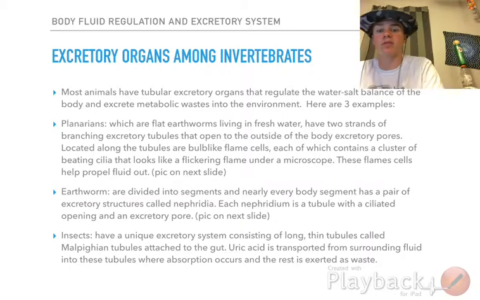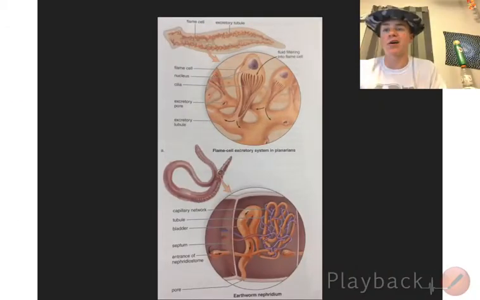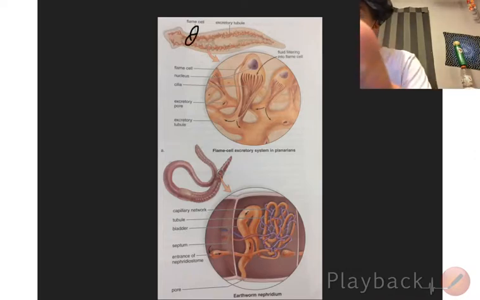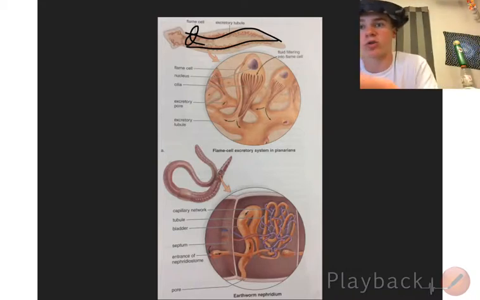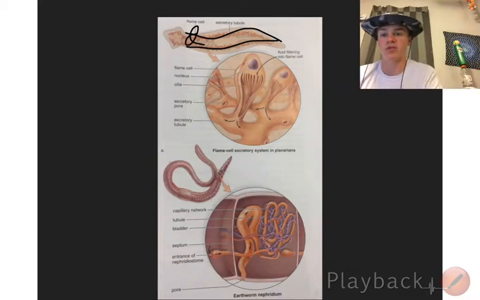Let me take a pic. Look at that right now. So here we go with the planarian up top. There are our little flame cells right there. And here are the two excretory tubules, and then those go all the way out to those excretory pores. You can see these flame cells up top. The fluid goes through the cilia, out these excretory pores, and that's how they excrete waste.